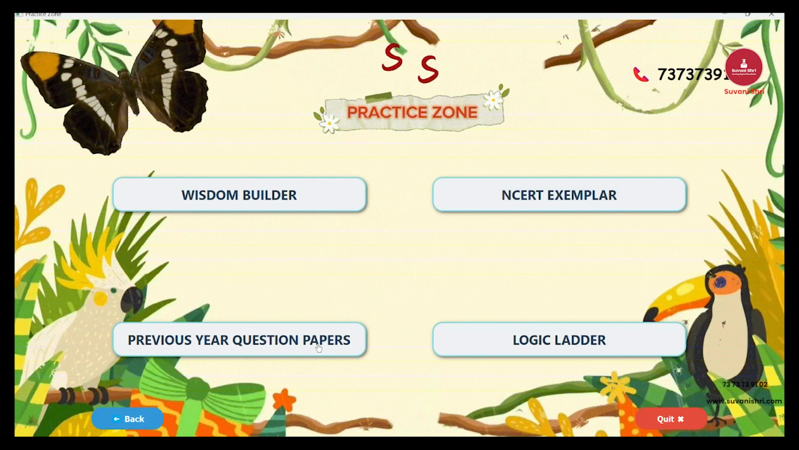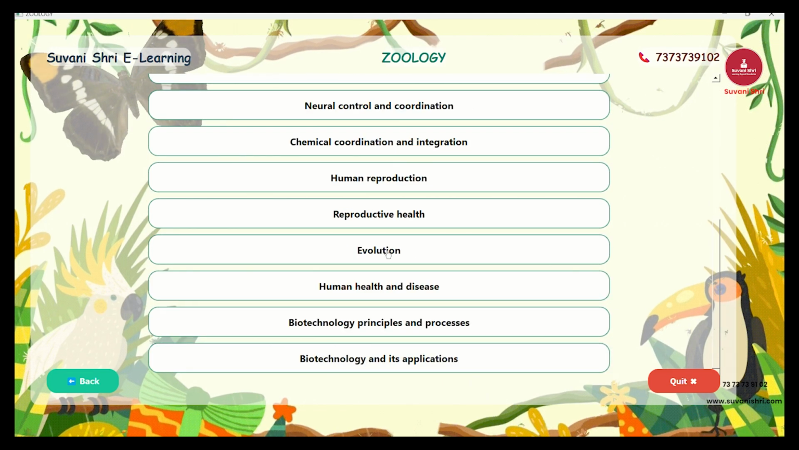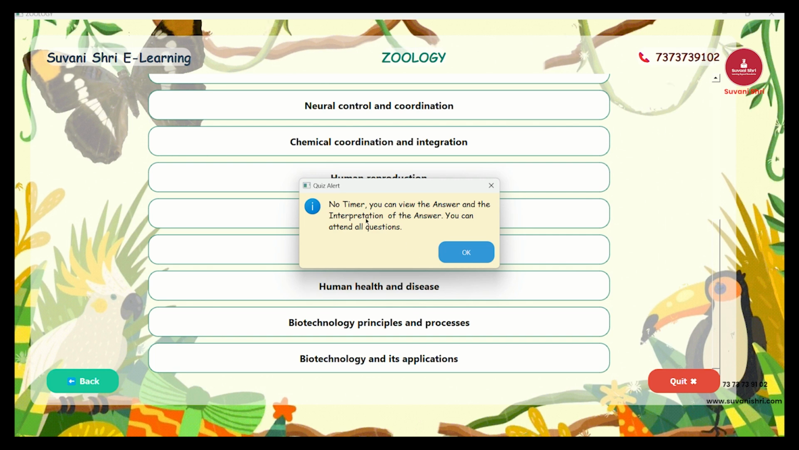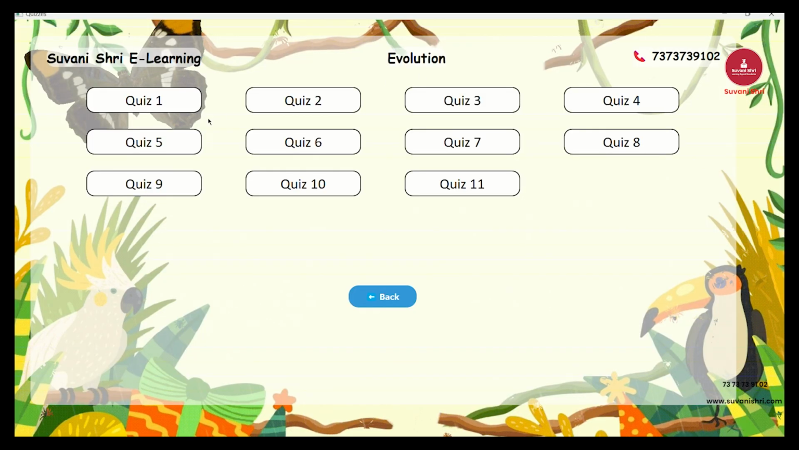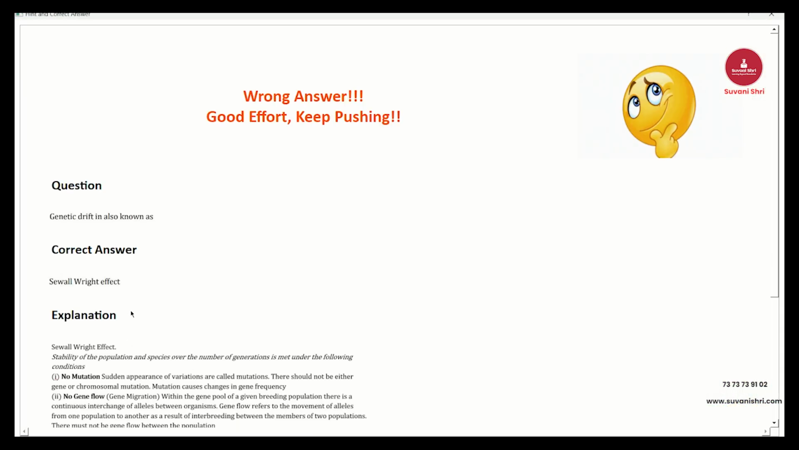Moving on to the wisdom builder, we have the chapters listed that are applicable for the NEET syllabus. First, you would choose a chapter. Now let's select. Here we give a pop-up that there is no timer and you can view the answer and the interpretation of the answer. You can answer all the questions. In this page, each chapter covers all its topics and the number of quizzes will depend on the syllabus.